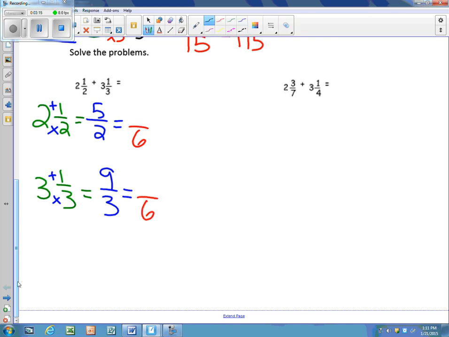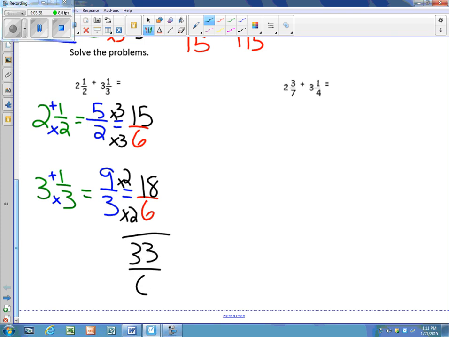So in this case, I did 2 times 3. So 5 times 3 is 15. And over here, I did 3 times 2. So 9 times 2 is 18. And when I add these two together, I get 33/6. It's an improper fraction. I must turn it into a mixed number. It goes in 5 times. There's 3 left over out of 6.